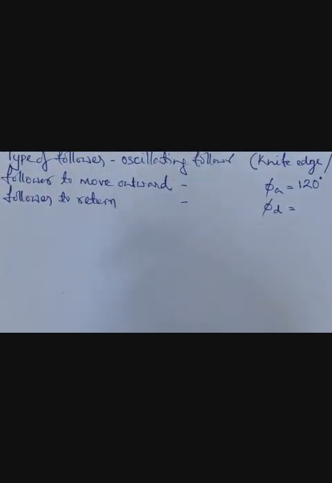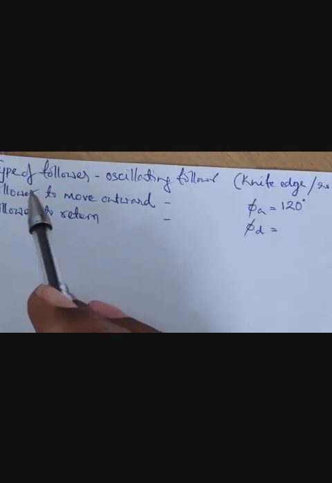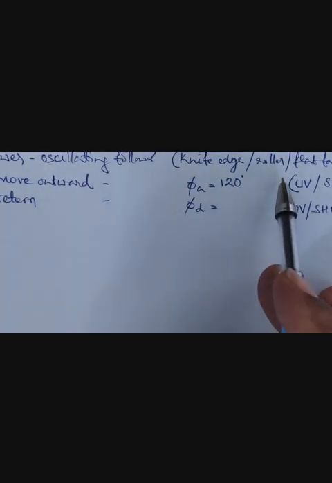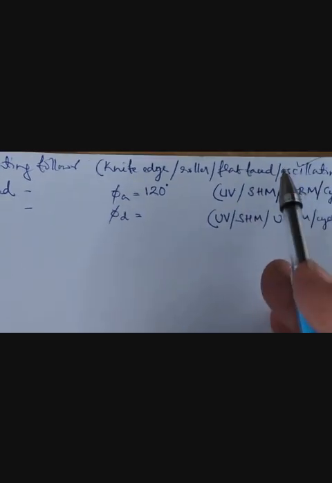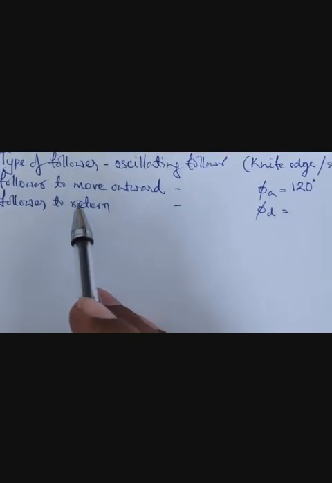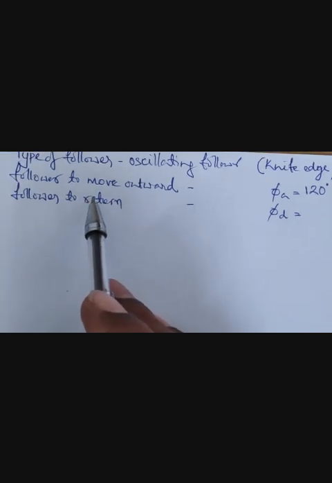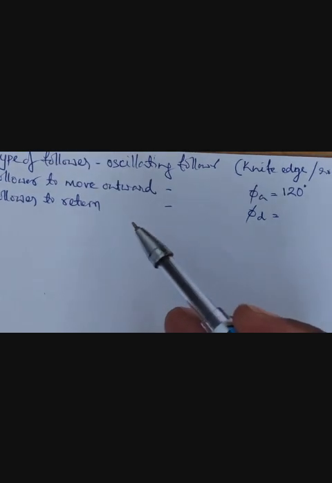Let us now solve a numerical, and you need data. Let us see the possible type of data here. When we say the type of follower here, there could be four types: knife edge, roller, flat faced, and oscillating follower. We'll choose the oscillating follower, which we have not done. So the type of follower is the oscillating follower. And now the follower here has to move outward and also inward, and these are given in terms of the angle.